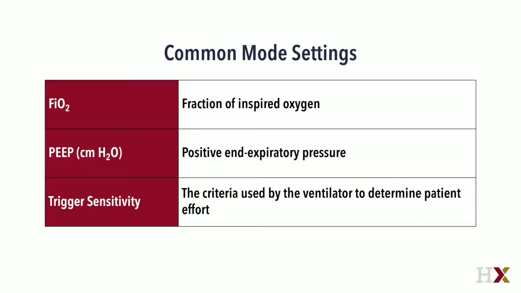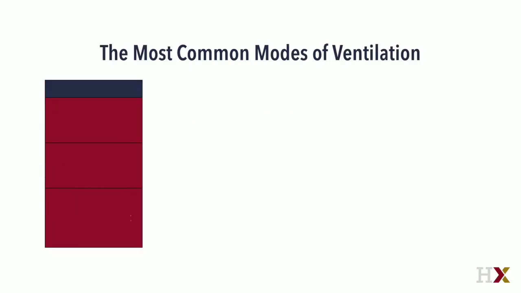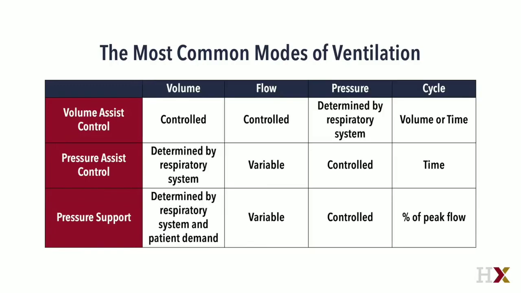These three settings are present on the three most common conventional modes of ventilation. The three most common modes are volume assist control, pressure assist control, and pressure support. And this table is a summary of how these three modes are different. Please note this is a very basic generalization of the volume, flow, and pressure differences related to each mode, but it is the basic understanding required for this video. These differences will be described later when discussing considerations for each mode.